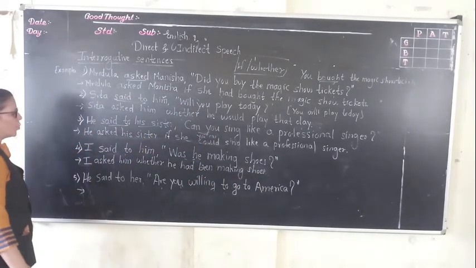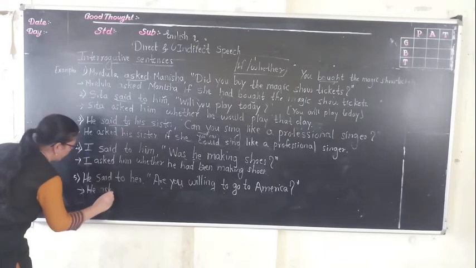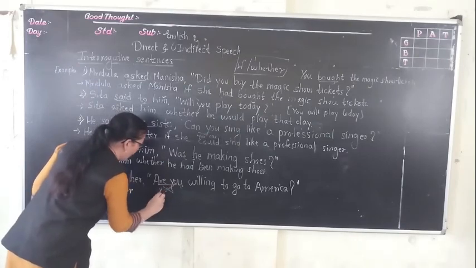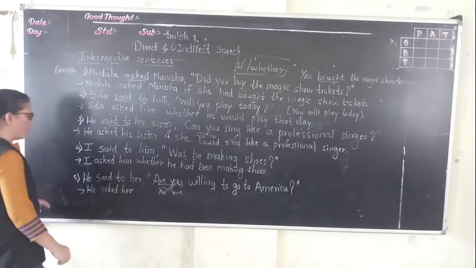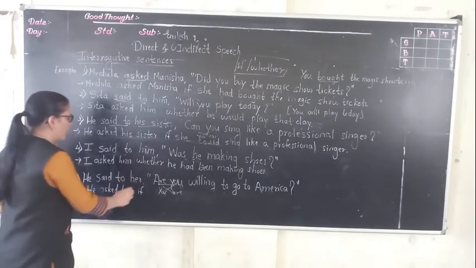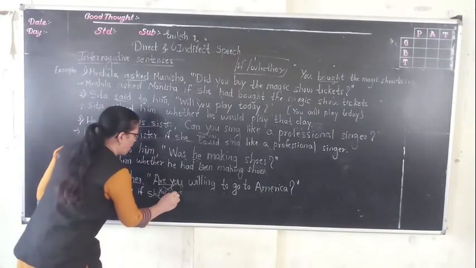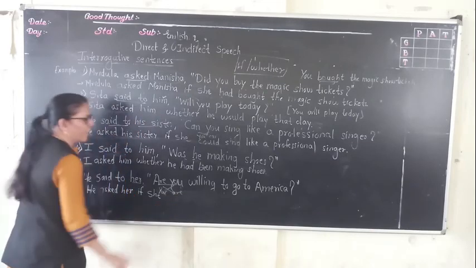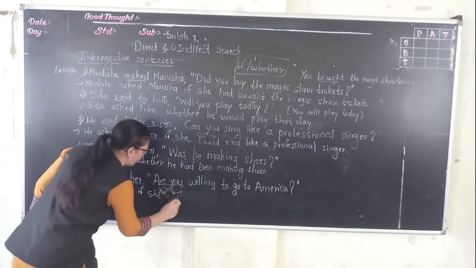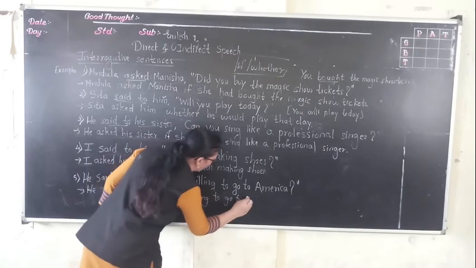Next example, he said to her, are you willing to go to America? He asked her, are you, that is you are willing to go. Okay, he asked her if, you, second person, changes according to the object. Object is her, so it will become she. If she, are willing will change, are willing, that is present continuous, changes to past continuous. If she was willing to go to America.